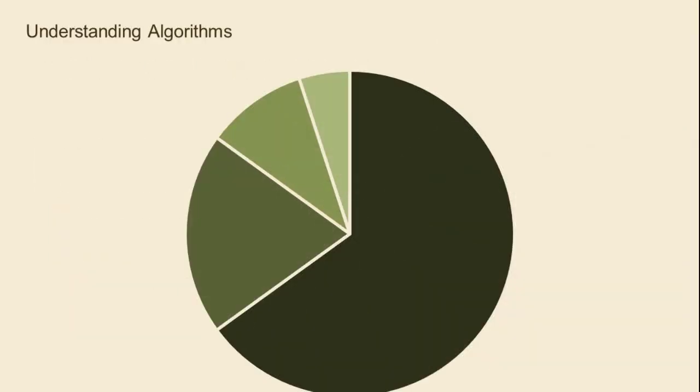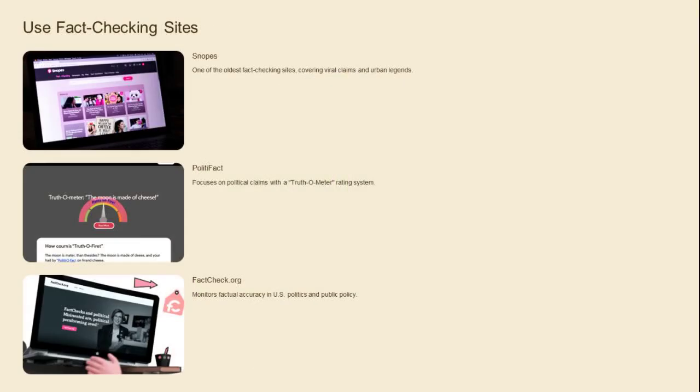Understanding algorithms is key as they influence the news we see. Algorithms can create echo chambers by prioritizing content that aligns with our existing beliefs. Using fact-checking sites like Snopes, PolitiFact, and factcheck.org helps verify the accuracy of news and debunk myths or false claims.